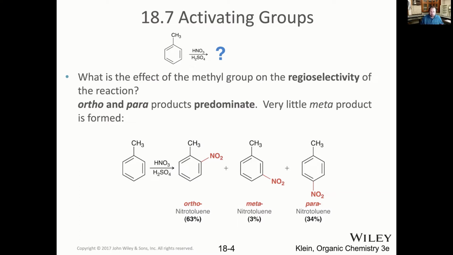So when we do an experiment, we observe that the ortho position is 63% of the product that forms, the meta is 3%, and the para is 34%. So between the three, the two most dominant are the ortho and para, pretty significantly compared to meta. And that is what we find, and we'll see this again in the summary slide: for the most part, activating groups, in fact, I believe all activating groups, are ortho-para directors. They will always direct ortho-para and not meta.